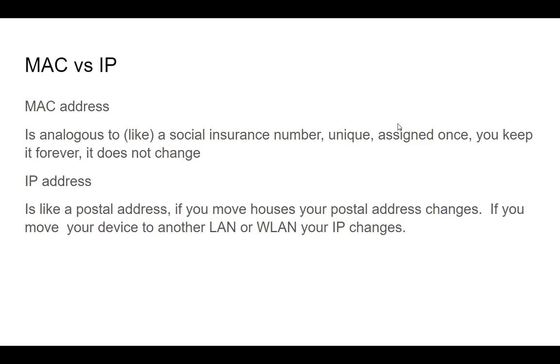Again, I believe I've said this before, but a MAC address is analogous to a social insurance number. It's always with you. It will never change unless you get your identity stolen. But an IP address is like a postal address. So if you move houses, that will change. But the MAC address is how you physically communicate with your computer. So this is why we need ARP, because we need ARP to match those two together. So if I go to Starbucks, my MAC address will be the same, but my IP address will change to the Starbucks network. If I'm at home, my MAC address is the same. My IP address is from my home network.